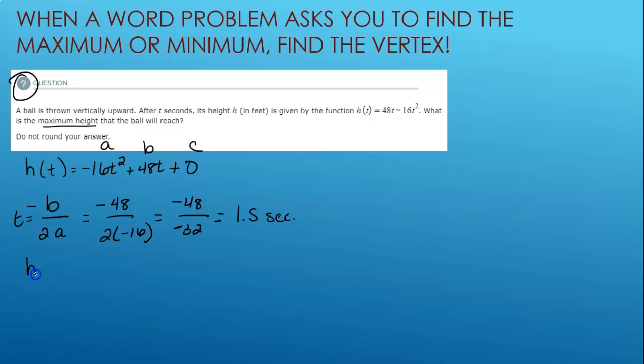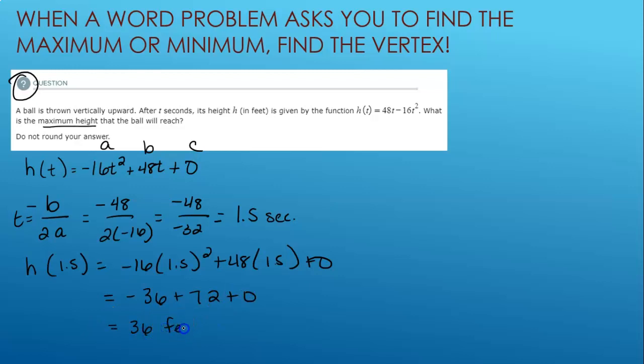To find the height, I have to substitute back in. So it's negative 16 times 1.5 squared plus 48 times 1.5 plus 0. I'm going to square first. 1.5 squared is 2.25 times negative 16 becomes negative 36. 48 times 1.5 is 72. Just bring down the plus 0, and that becomes 36 feet. So the maximum height is 36 feet.